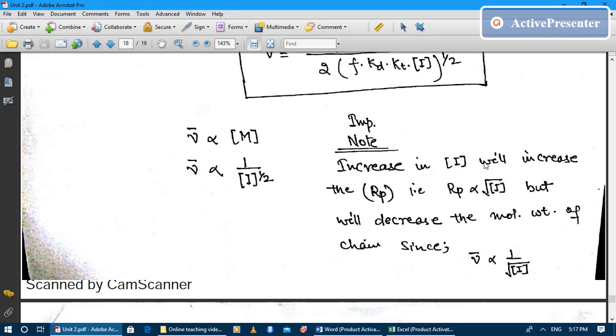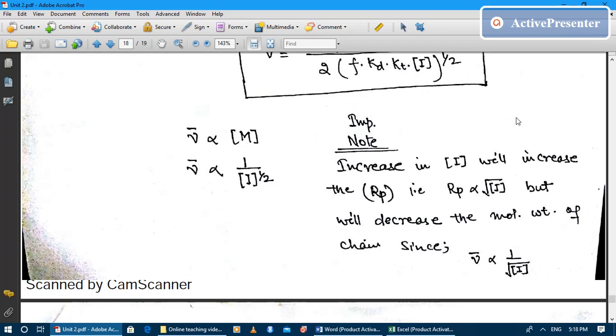Increase in initiator concentration will increase the rate of polymerization. That is, the rate of polymerization is proportional to the square root of the initiator concentration, [I]. But it will decrease the molecular weight of the chain, because the average kinetic chain length is inversely proportional to the square root of the initiator concentration, [I].